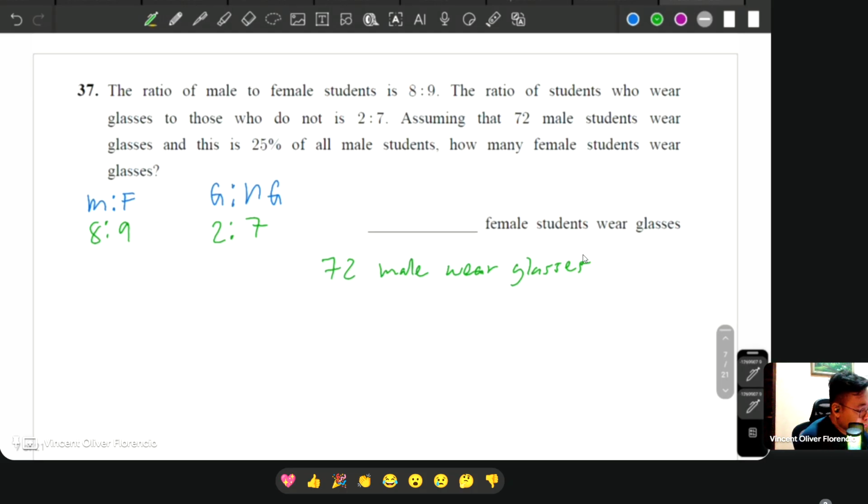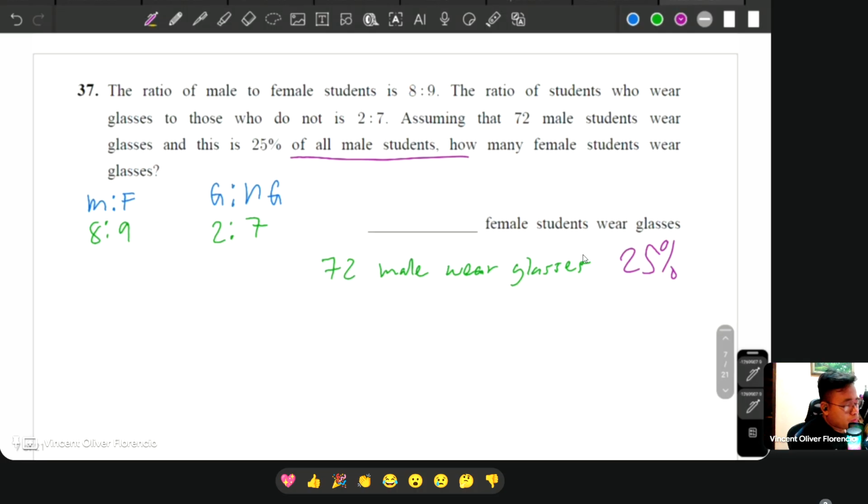That 72 is already 25% of all the male students. So when you say 25%, it's like 1/4, right? So it means to say 1/4 of all the boys is 72.